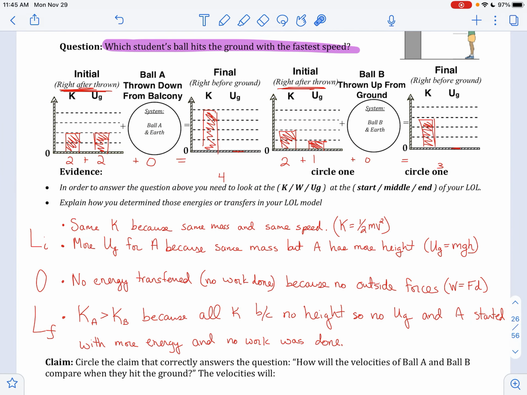How we figured it out, all I'm doing is writing out how I figured it out that this K was 4 and this K was 3. Remember, I said no height, so 0 UG, so I talked about that here. And then I said this equation here has to be true. 4 plus 0 equals 4, 3 plus 0 equals 3. And so this one started with 4, this one started with 3, so I say, oh, A started with more energy and no work was done, right? So if I start with more energy and no work was done, I got to end with more energy. This is conservation of energy. This is what we're applying right here, conservation of energy.